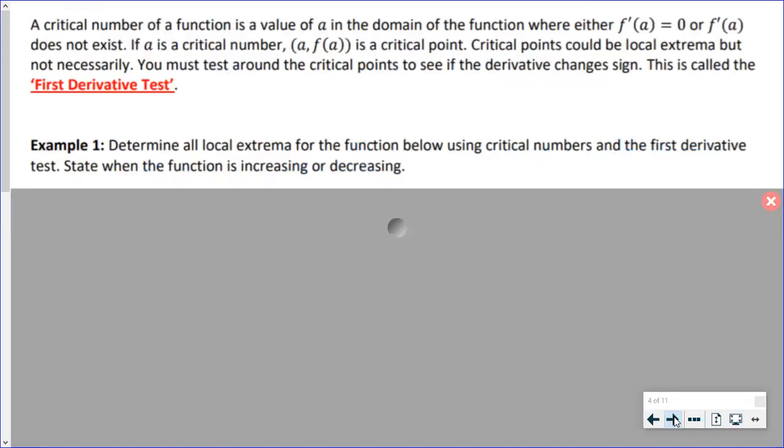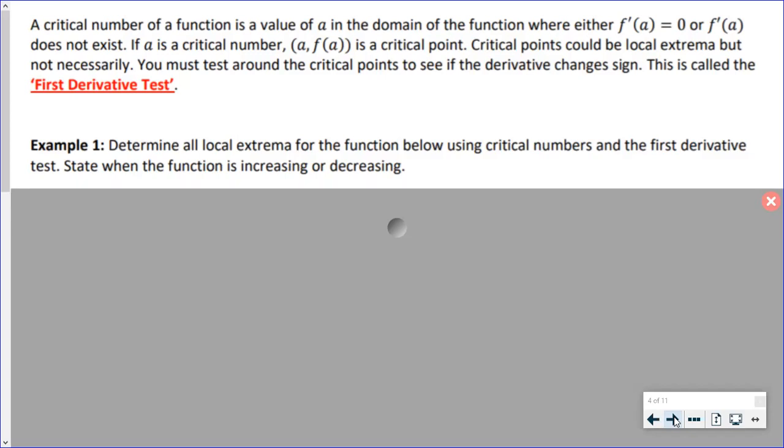Okay. So something else we can say about critical numbers of a function is that it is a value of a in the domain of the function where the derivative is equal to 0 or does not exist. We've already explored that. Critical points could be local extrema, local maximum or local min, but that is not necessary. However, you must test around the critical point. Don't just assume and take the critical point at face value. You want to test certain points around the critical points. You're going to see this a lot in your unit guide for unit 12, to see if the derivative changes signs. This is called the first derivative test.